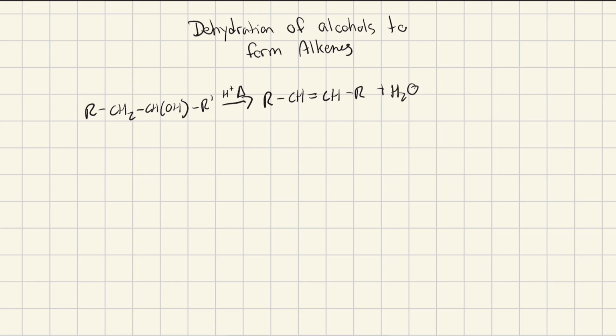Let's take a deeper look at the step-by-step mechanism. Like I said, this is an E1 elimination reaction, meaning we're going to have two steps. The first step is going to be the protonation of the alcohol. So the alcohol by itself isn't a good leaving group, so the acid is going to protonate the hydroxyl group and convert it into water, which is a much better leaving group.